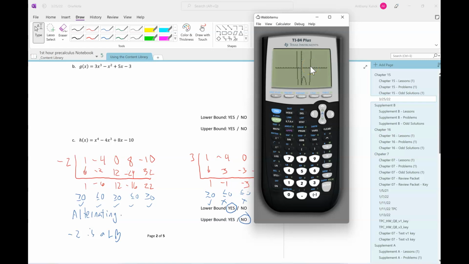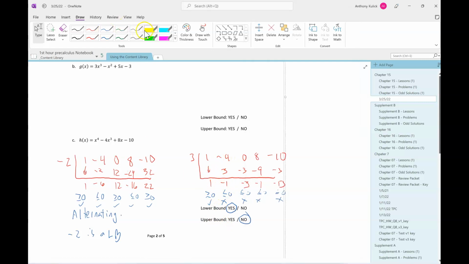If one of them is no, then the whole thing is no. Right. Yeah. So if one of the numbers at the bottom doesn't fit the pattern that you're looking for, so for the upper bound, they all have to be non-negative. And on the lower bound, they all have to be alternating.